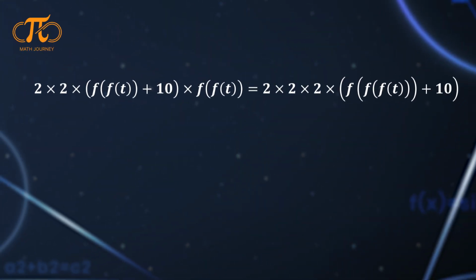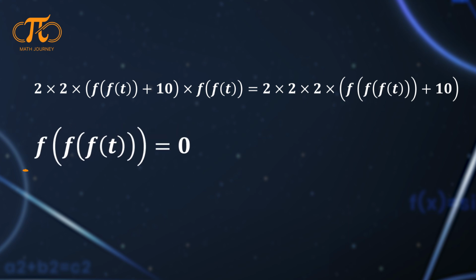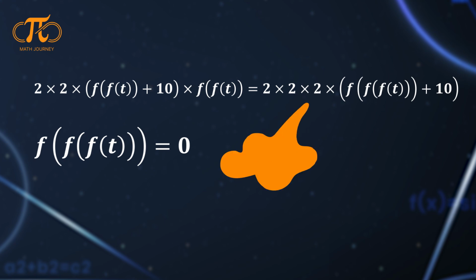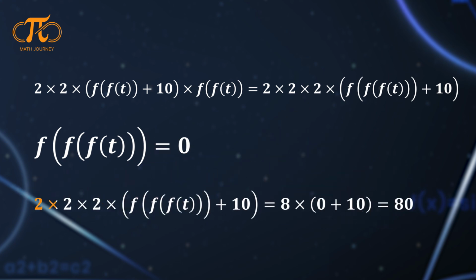Finally, let's do the same for f of f of t by substituting x with f of f of t. So, we will have 2 times f of f of f of t plus 10 equals f of f of t plus 10 multiplied by f of f of t. And here's the kicker, f of f of f of t equals 0, because that's the root condition we started with. Plugging this in gives 2 times 2 times 2 times 10, which equals 8 multiplied by 10, which equals 80. So the final answer is 80.